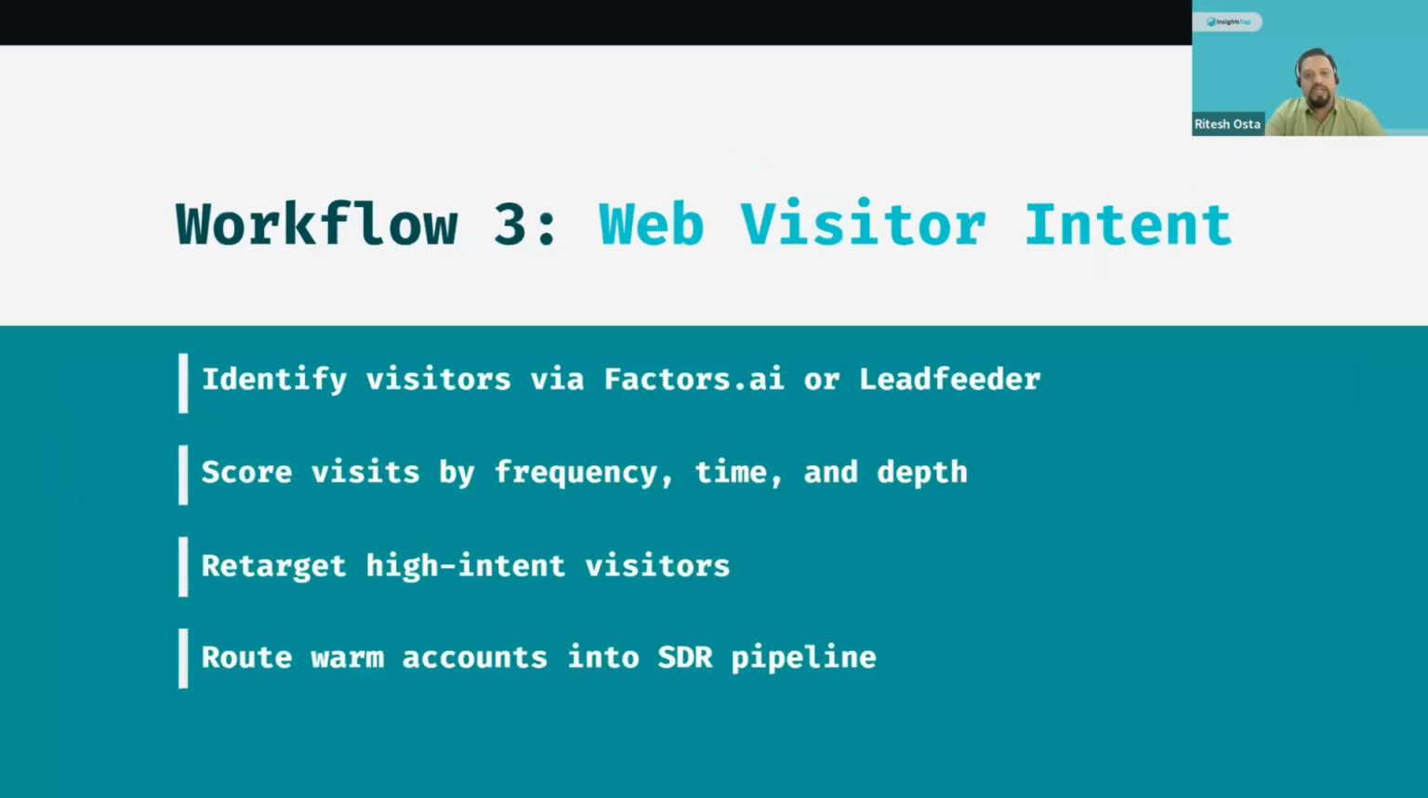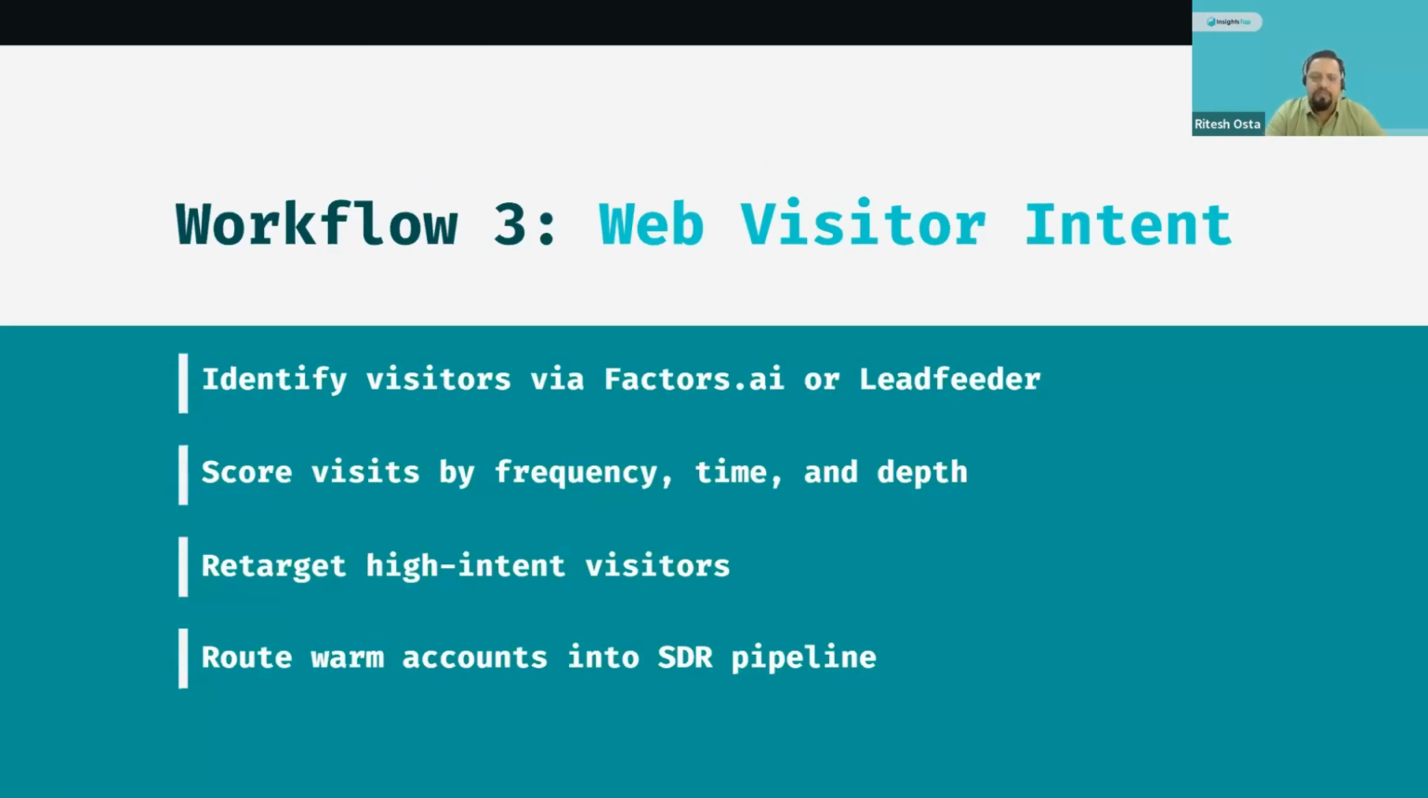Now the third use case is web visitor intent. We talk about it almost every weekend, in almost every webinar that we conduct, but I cannot emphasize enough how important this data is, especially from the ads point of view. Identify visitors with Factors, Leadfeeder or 6sense, whatever technology you're using. Even HubSpot has it built in now. Identify those visitors, especially the company visitors.